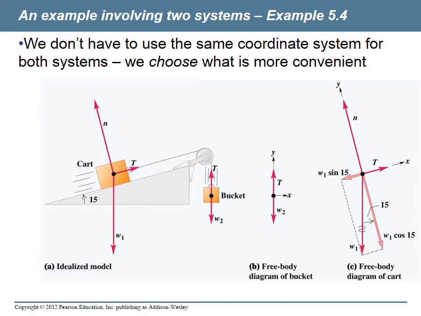Again, go through the example that you see in Mastering Physics in the study area for the work. I didn't write out any of it in this video, but we end up with the result of the weight of the bucket in terms of the weight of the cart. We can solve for everything else. So we end up with W2, the weight of the bucket, is equal to the weight of the cart times the sine of 15, the angle of inclination, 15.